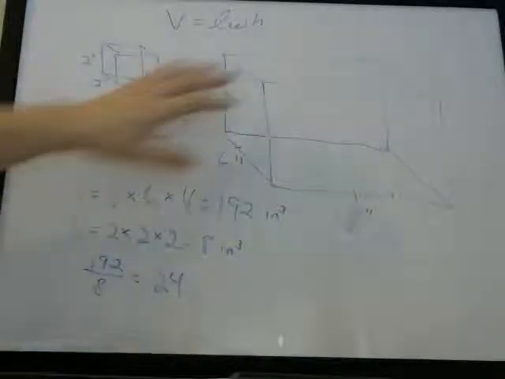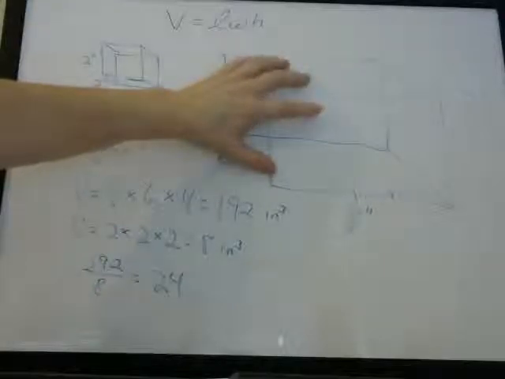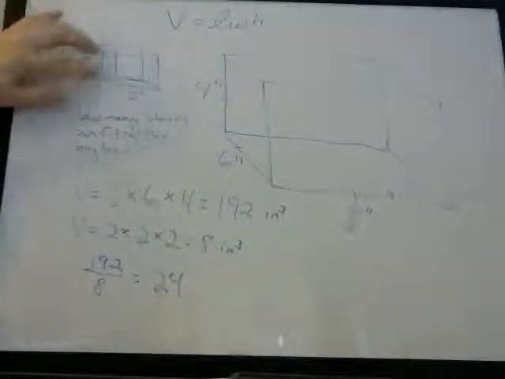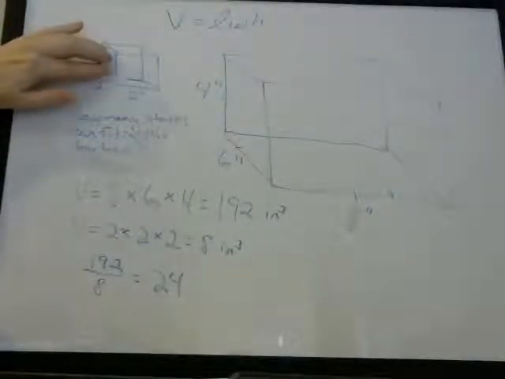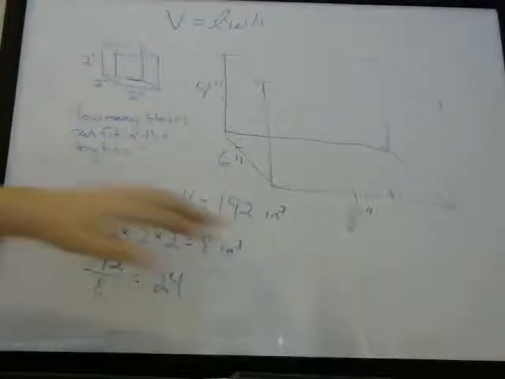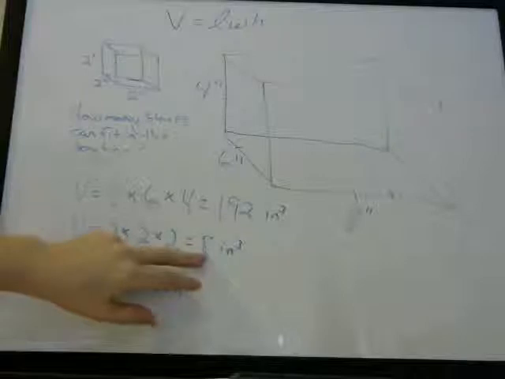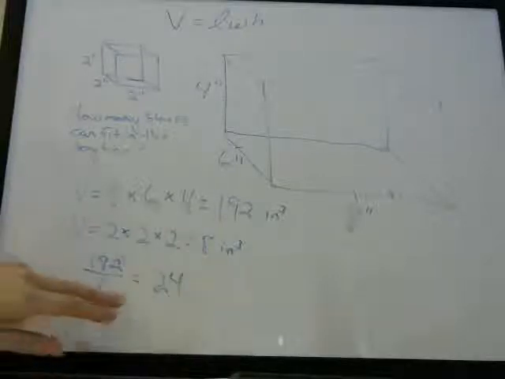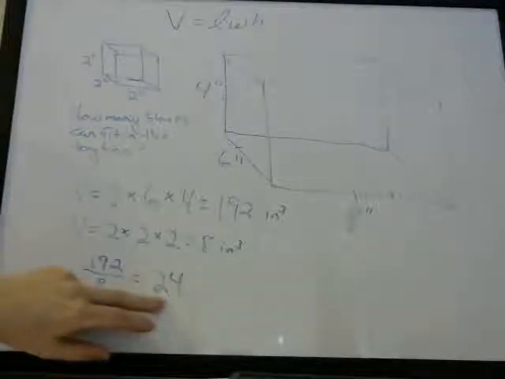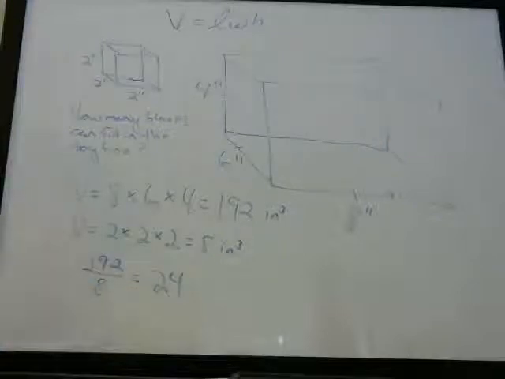and you get the answer that 24 blocks would fit in there. So we first found the volume of the larger box, then we found the volume of one of the blocks, and then divided the volume of the larger box by the volume of one of the blocks, and that's how many would fit. So the answer is 24 blocks fit in the toy box.